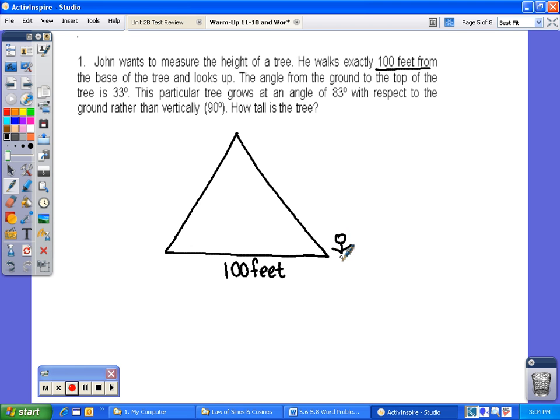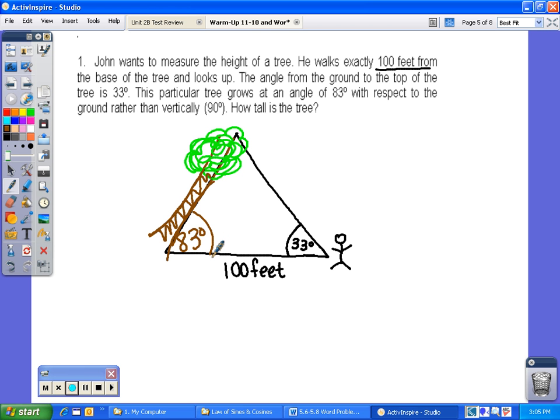So here is the guy who has walked 100 feet away from the tree. Now, he's 100 feet from the base of the tree and then he looks up. The angle from the ground, here's the ground, to the top of the tree, because he's looking up, this is an angle of elevation, which is what Gennaro was telling me 4th period. So since it's an angle of elevation, the 33 will go here. Now, this particular tree grows at an angle of 83 degrees. So basically, this is my tree right here. Okay, so here's my tree, and it's growing at an angle of 83 degrees. So that means that this tree, here's the angle of 83 degrees.